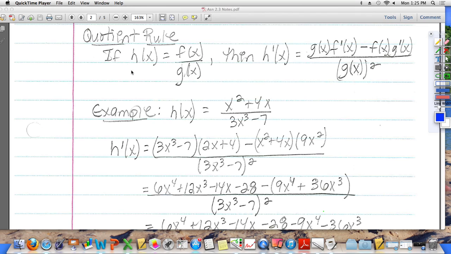If you have some rational function, h of x is equal to f of x divided by g of x, yes?